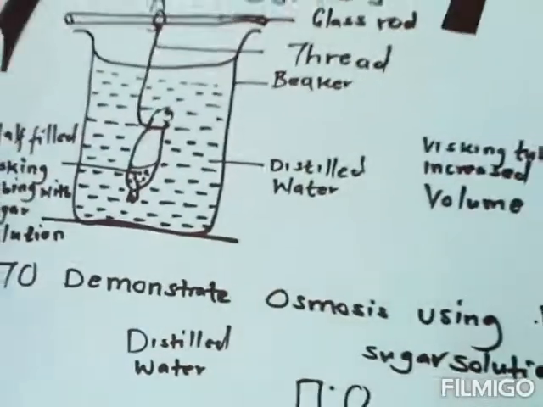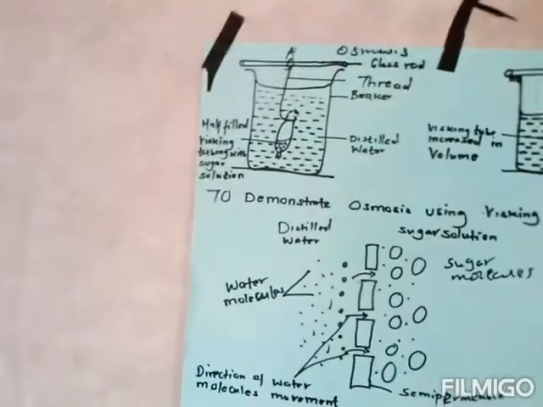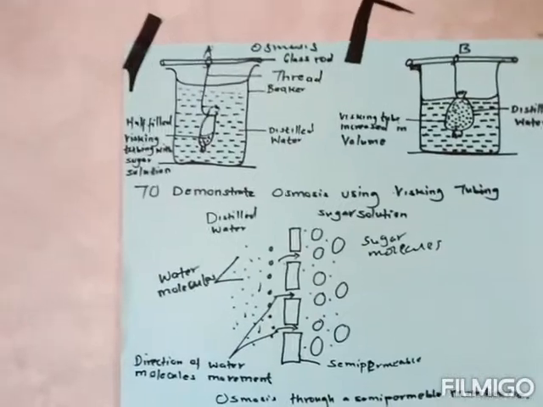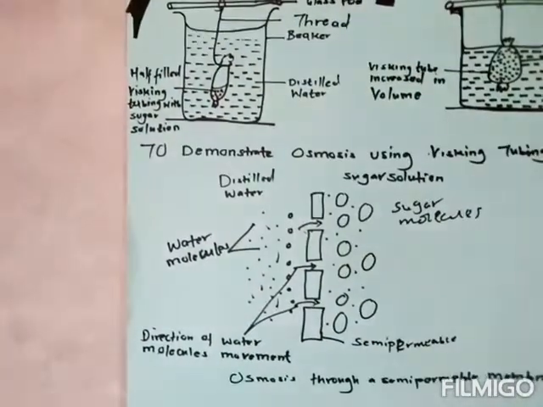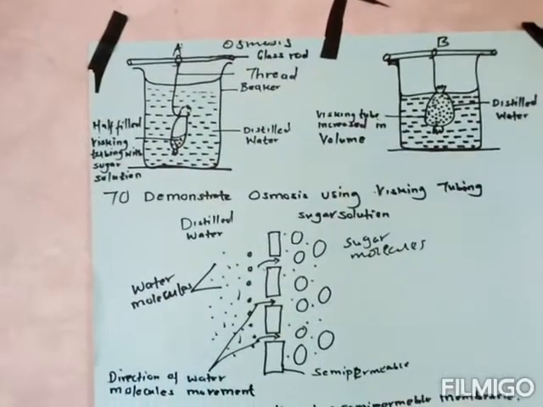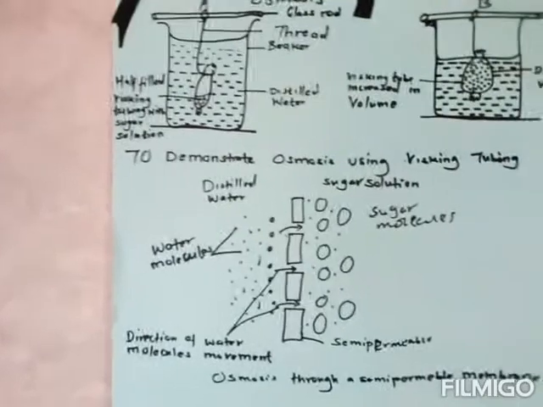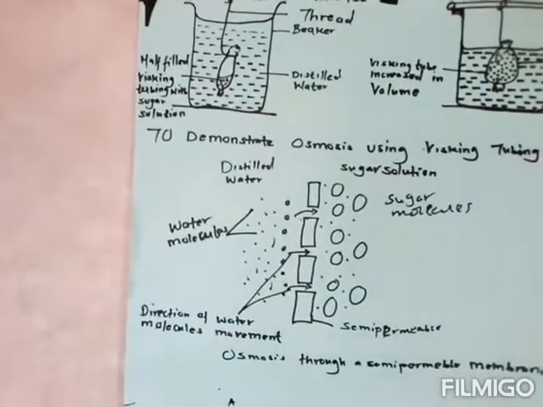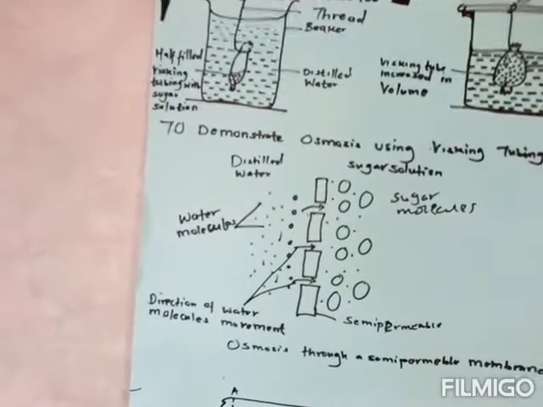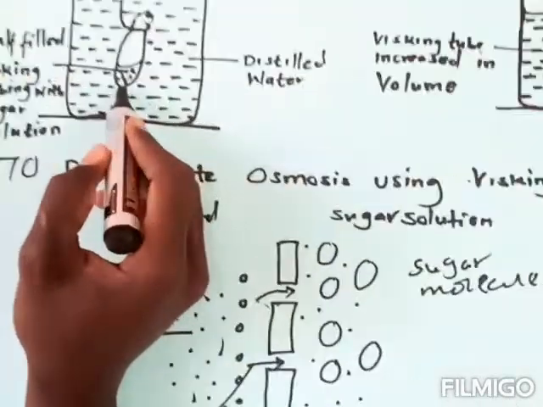Now the procedure involves, step one, you put 350 centimeter cube of distilled water into the beaker. Then after that, you dip the whisking tubing in water to moisten it so that you are in a position to open it. Then after opening it, you tie one part or the lower end of the whisking tubing.